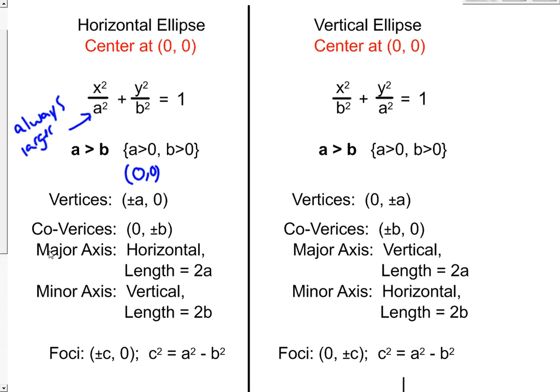The major axis is from one vertex to the other vertex, so it's the long length of the ellipse, and that's running horizontal because the ellipse is horizontal. And the length is twice the value of a. The minor axis is the short length of the ellipse, so that is vertical, and the length is 2 times b.